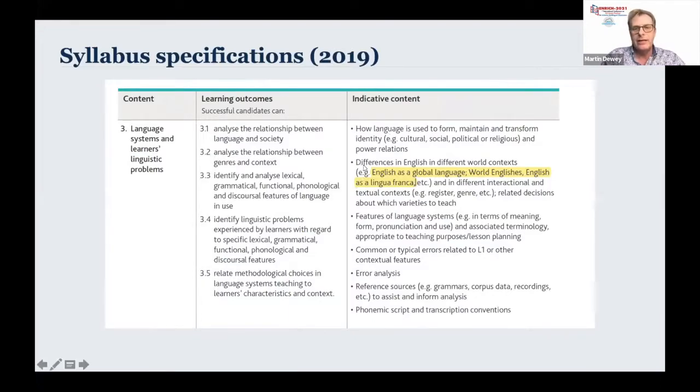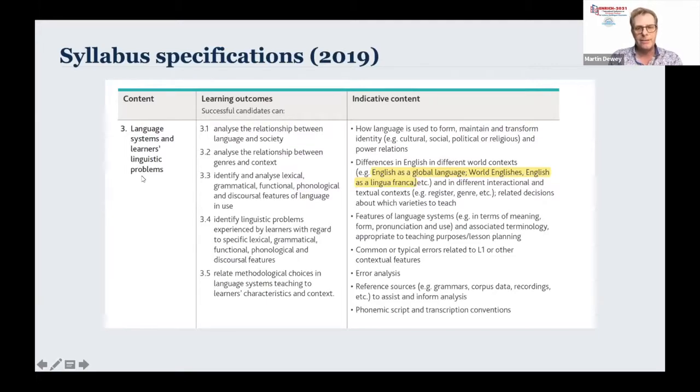And you can see there reference to English as a global language, world Englishes, and English as a lingua franca as part of the indicative content of one of the modules of this teaching award. So it's an in-service teaching award. But what's really important to raise awareness of here is that this reference to ELF and global Englishes appears in the syllabus specifications under this heading, Language Systems and Learners' Linguistic Problems.